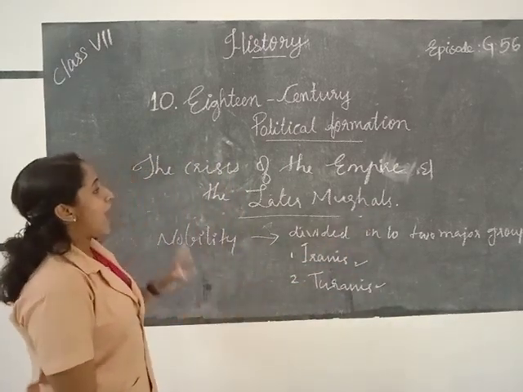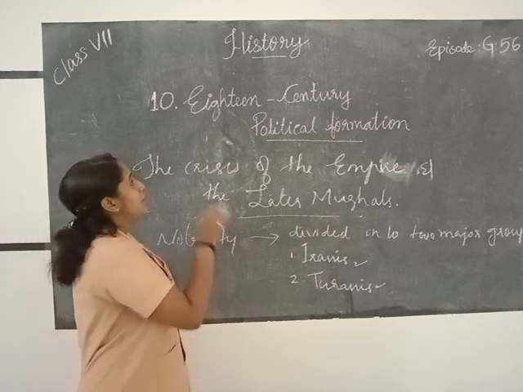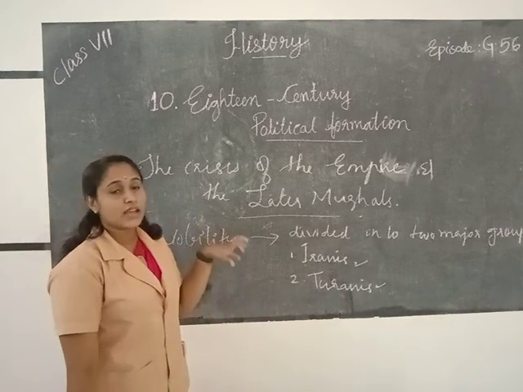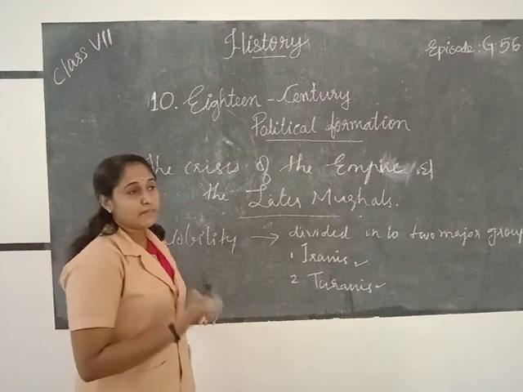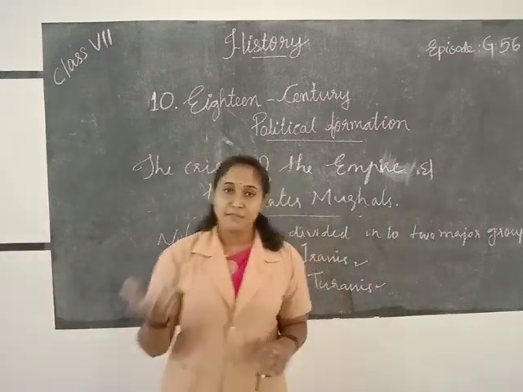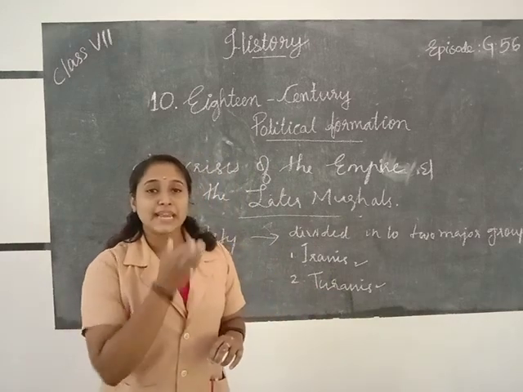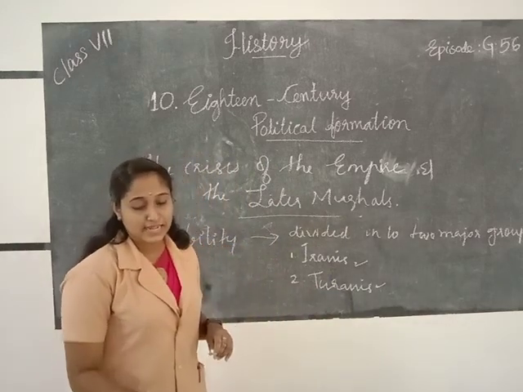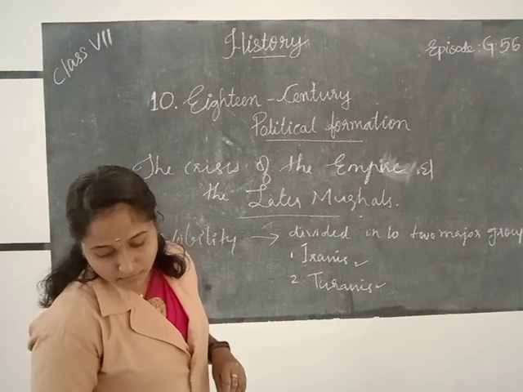This actually happened in the period of the 18th century, the starting of the 18th century. That means we can say after the 18th century there is no Mughal empire. It is completely collapsed. Okay.